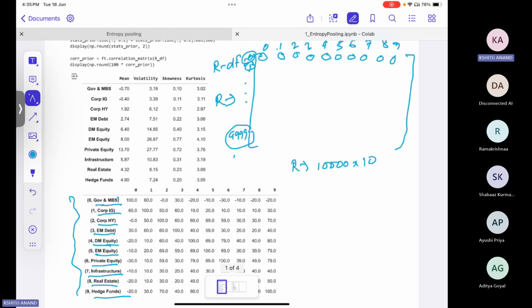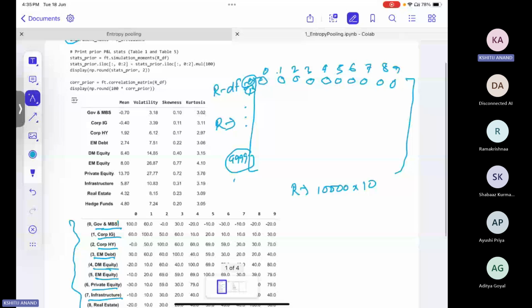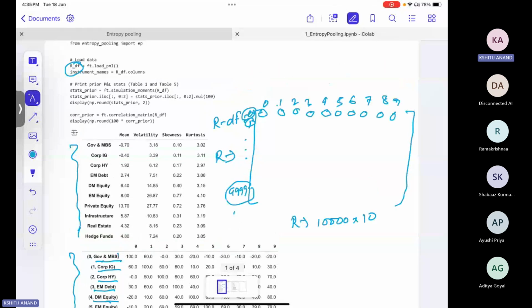Now let us go further ahead. This is basically the result from the historical data. This is the code that they have used to calculate the simulation moments: mean, volatility, skewness, and kurtosis. They have used the Fortitude Tech package, but you can use several other packages available in Python to calculate the mean, volatility, skewness, and kurtosis from the historical data. From the scenario data, the mean return of government and MBS is minus 0.70. The mean return of Corp IG is minus 0.40. So this is matrix R.